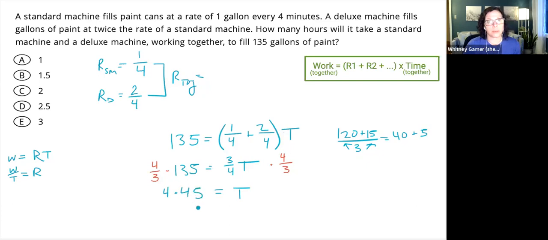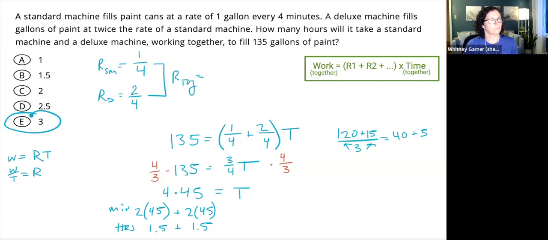Now, before you go multiplying this all the way out, I want to know the hours. If I think about 45-minute windows, 2 45-minute windows is an hour and a half, right? From minutes to hours. And so my correct answer is, in fact, 3. Beautiful.